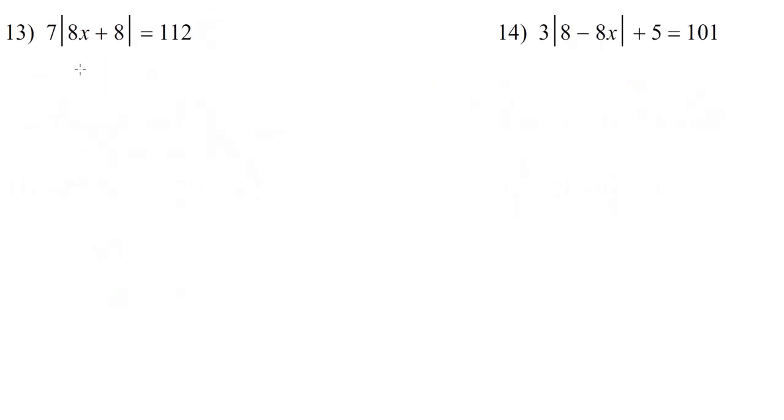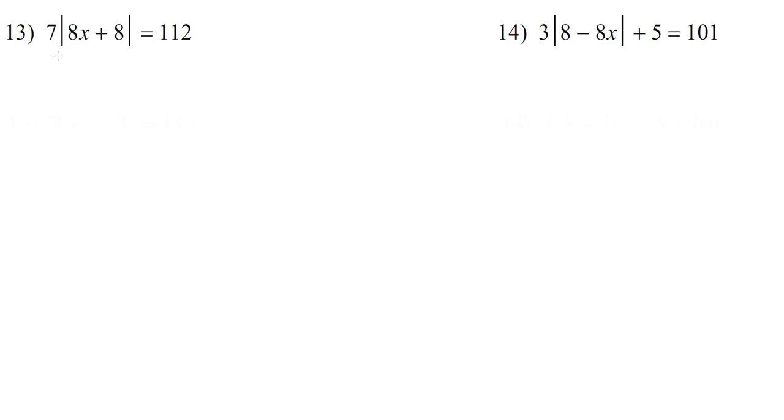All right, number 13 is another absolute value equation. This time we have 7 times the absolute value of 8x plus 8 equals 112. And like I said in the other example, we need to first make sure that our absolute value is isolated, alone on one side of the equation, and in this case it is not. We have this 7 here. This 7 is multiplying the absolute value of 8x plus 8. So first we need to get rid of that.